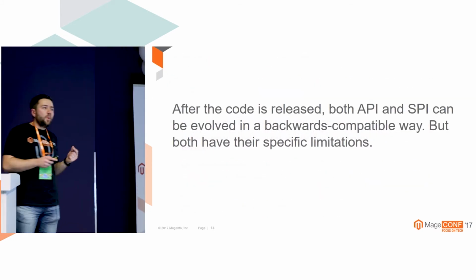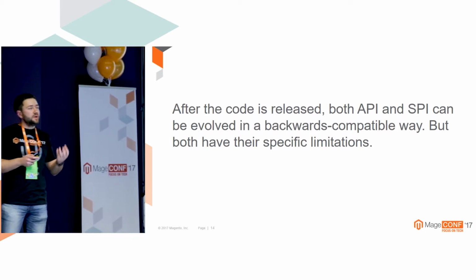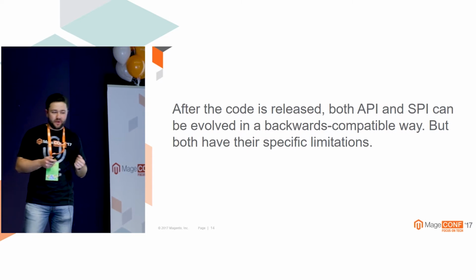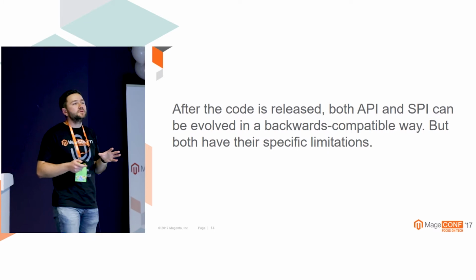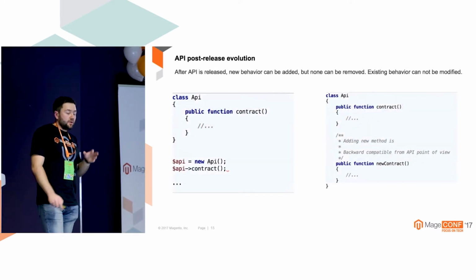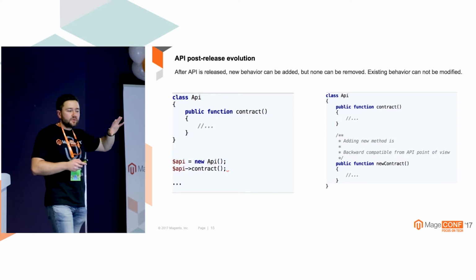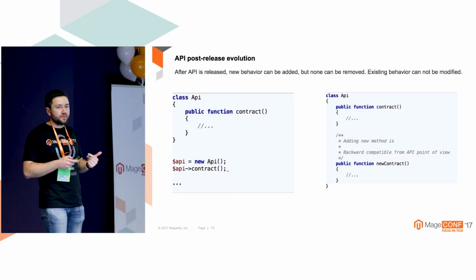Why are we making the differentiation? Because after the code is released, both API and SPI can be evolved in a backward compatible way. But both have their specific limitations, which we will now consider. After we release an API class or interface, we are allowed, and that would be backward compatible, to add new behavior to that class or interface.